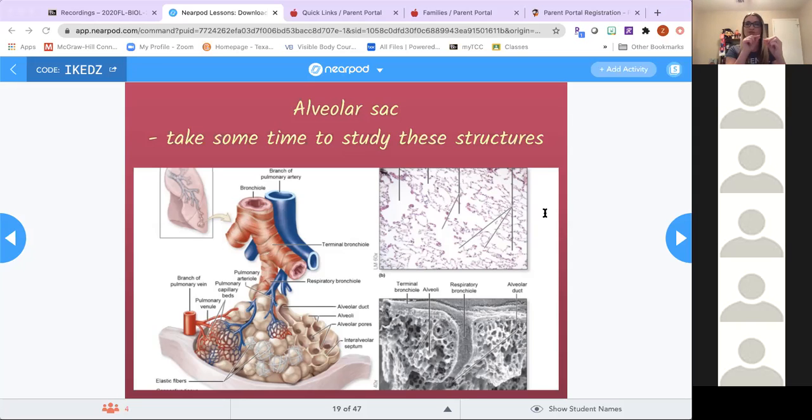For these, it's almost better to go kind of backwards. When you're looking at the alveolar sac, find your alveolar duct, then you know that the branch before that was your respiratory bronchiole, and the branch before that was the terminal bronchiole. Respiratory bronchioles have alveoli on them, and therefore can serve as sites of gas exchange here.